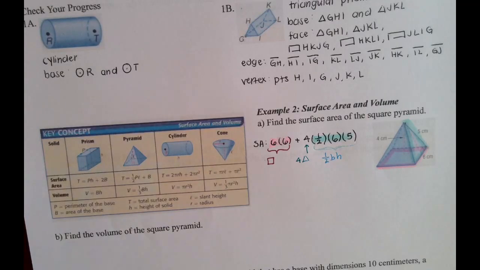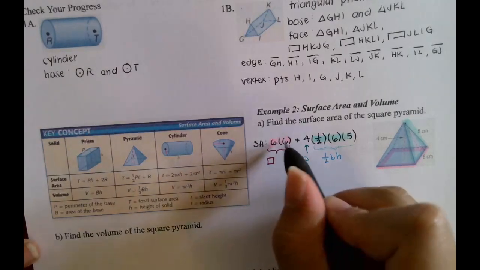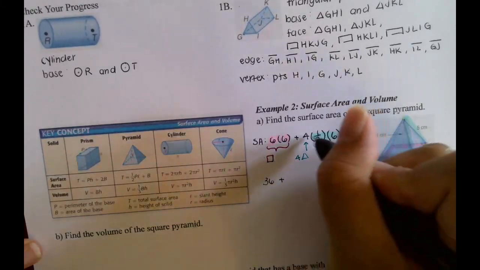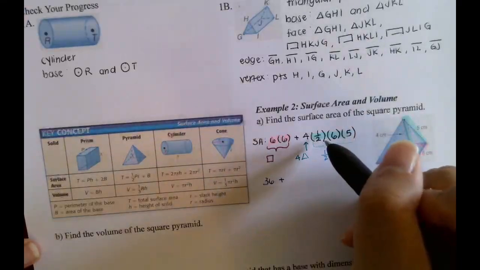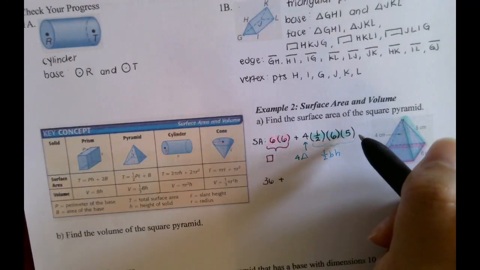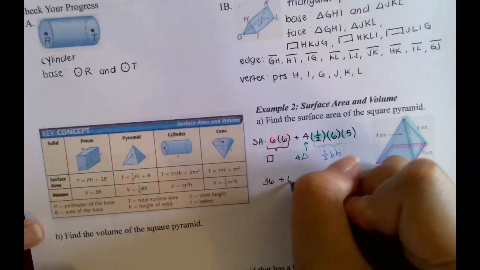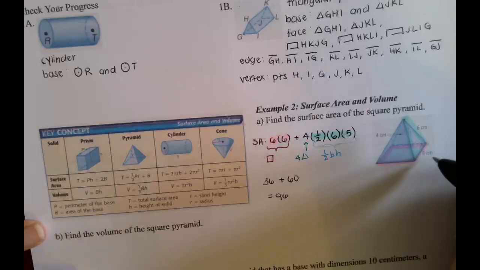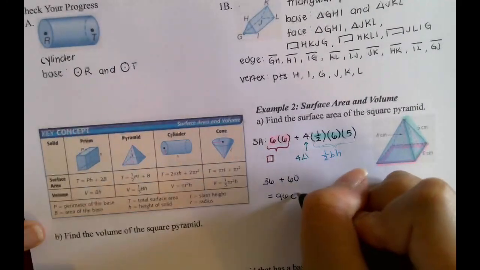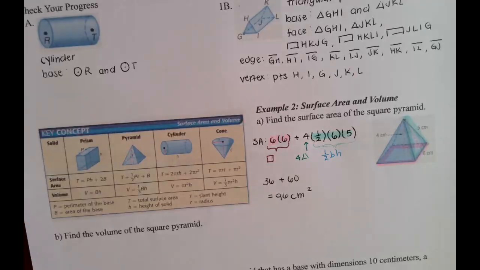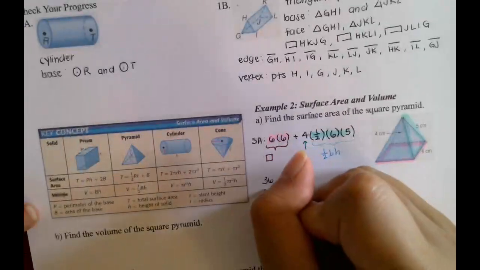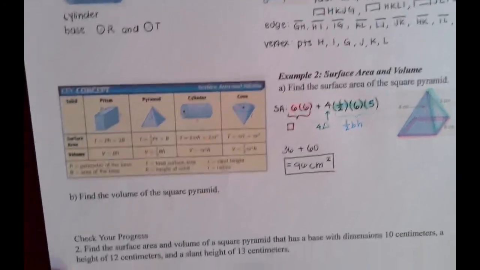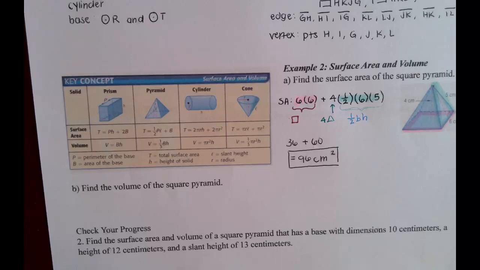Then I'm going to do the math. So 6 times 6 is 36. 4 times 1/2, half of 4 is 2. And then 6 times 5 is 30. So 30 times 2 is 60. So 36 plus 60 is 96. And since my units is centimeters, this is going to be centimeters squared because it is area. So that is my surface area.